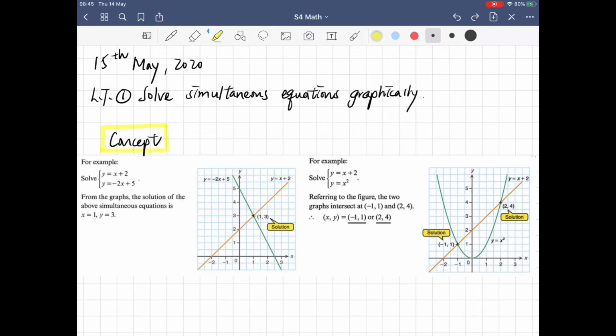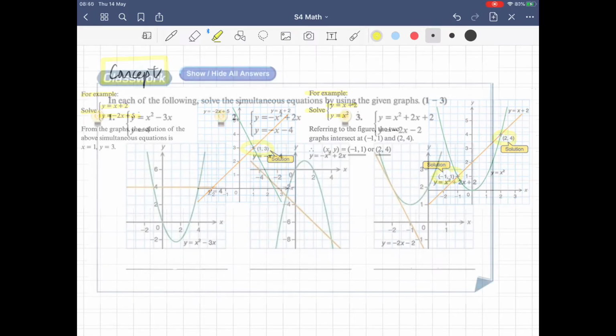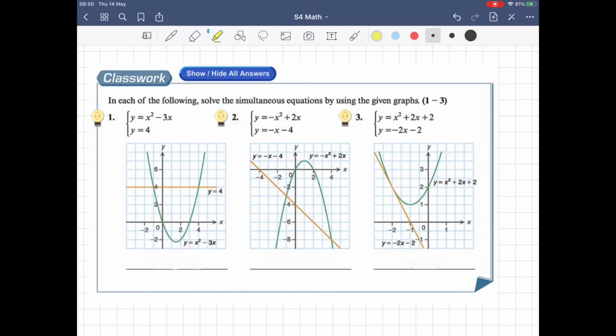So the concept is very simple. You can take a look at these two examples. So no matter what the two equations are, when you are solving the simultaneous equations, you are finding the intersection or intersections between the two equations. So in other words, when we solve the simultaneous equations graphically, that means we are looking at the intersection or intersections between the two equations.